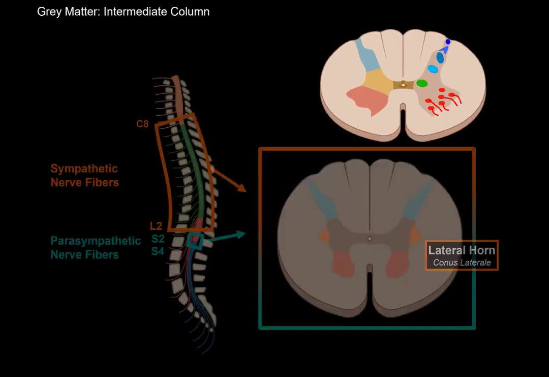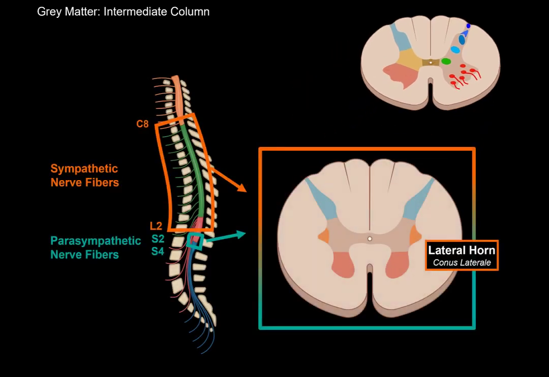But there are two more nuclei within the intermediate zone, and they're located within the lateral horn. Remember we mentioned this earlier? So in the lateral horn, we will find two different nuclei depending on where we are within the spinal cord.